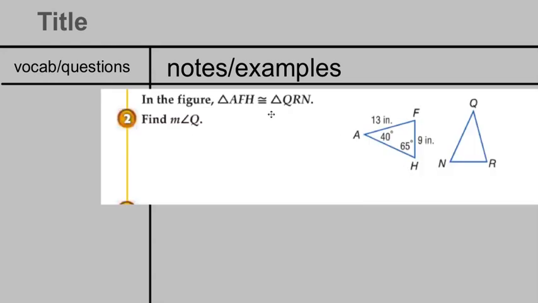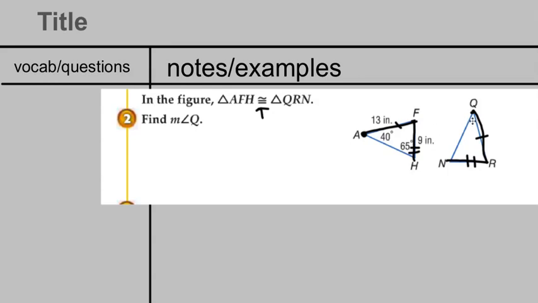Follow the order here. A, F, H. A to F is the first place I went. Down to H is the second. Q, R, N. Q to R is the first, to N is the second. They're telling me these are congruent, so they're telling me they're the exact same.